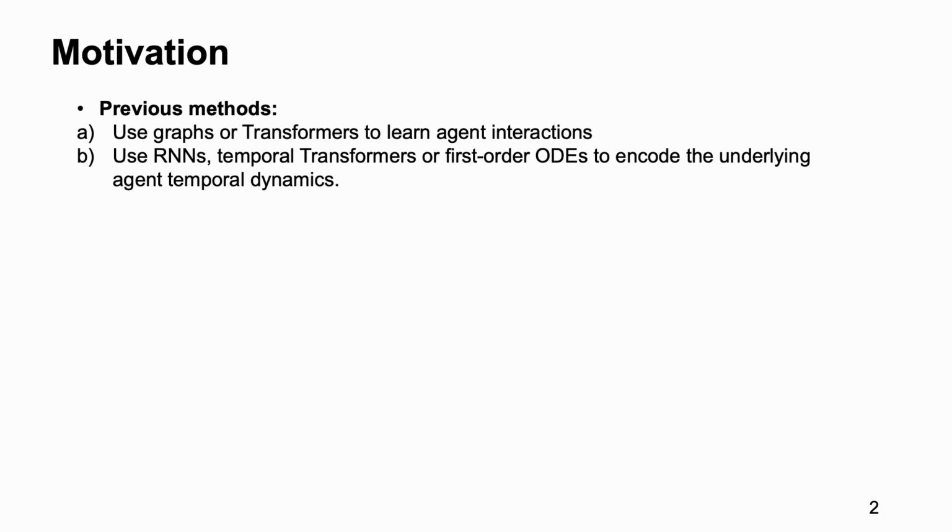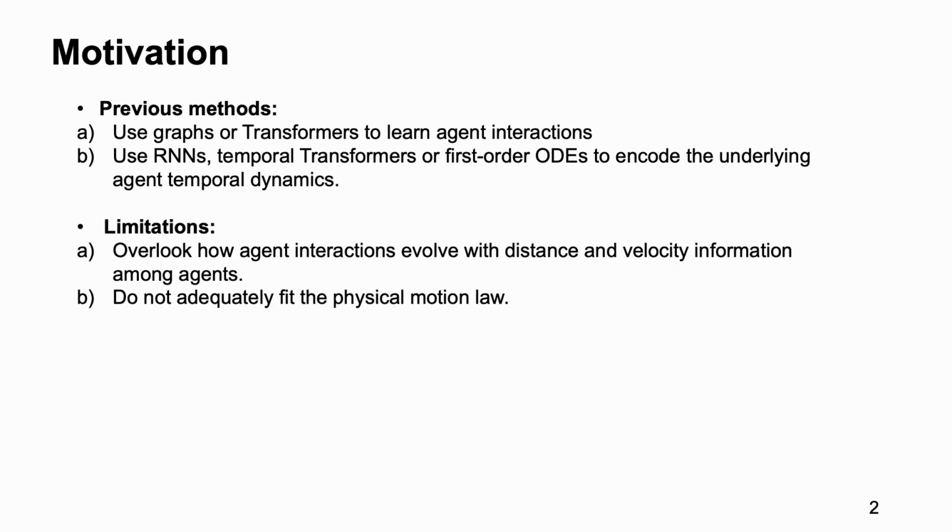Previous methods use graphs, social pooling, or spatial transformers to model the agent interaction, while they apply RNNs or temporal transformers or first-order ODEs to encode the underlying agent temporal dynamics. However, there are two limitations. First, previous methods overlook how agent interactions evolve with distance and velocity information among agents.